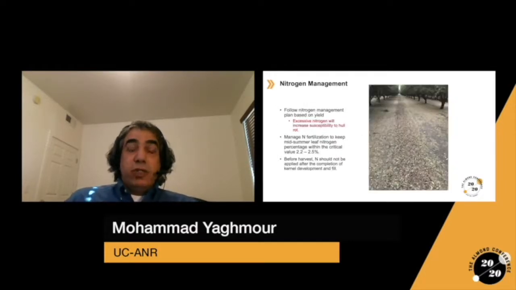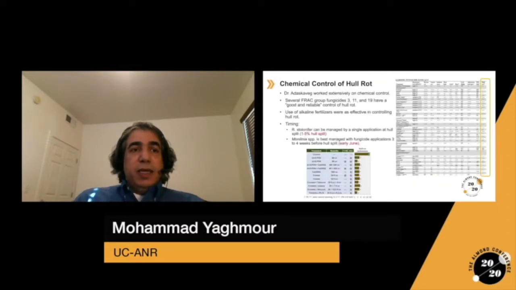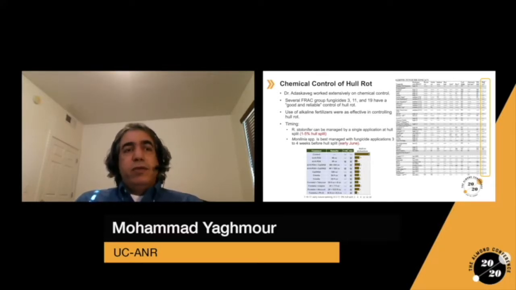When it comes to nitrogen management, it's always important to stick to our nitrogen management plan based on the yield and the expected yield, and not to over fertilize. So when we are talking about chemical control of hull rot, previous work that was done extensively by Dr. Jim Adaskaveg had shown clearly, when we are talking about Rhizopus stolonifer, that FRAC groups number 3, 11, and 19 give us a good and reliable control of hull rot.